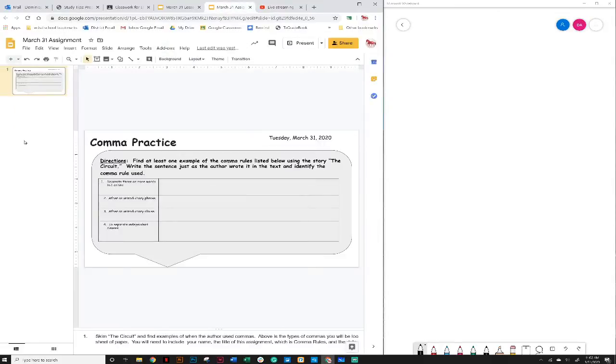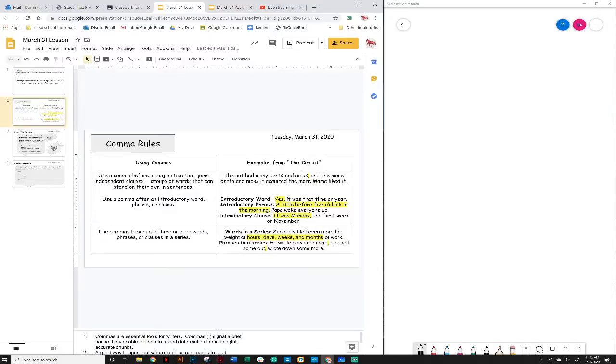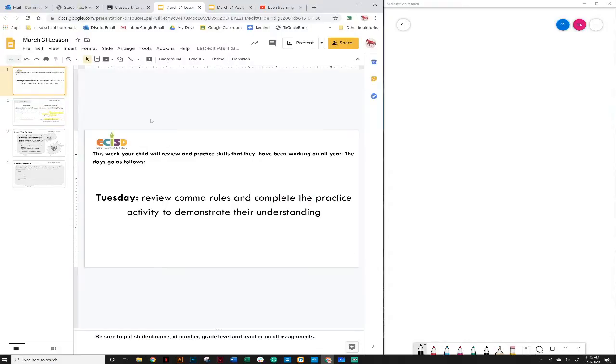All right. So today we are going to go over comma rules. And we're going to complete an activity in order for you guys to demonstrate your understanding of comma rules. You guys should already have notes in your journals over comma rules. Remember that station we did at the end of February, beginning of March, somewhere around there, where you guys had to copy the comma rules? Well, we're going to be going over them again, so use those notes to help you.